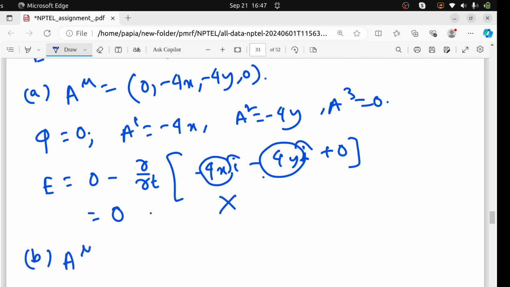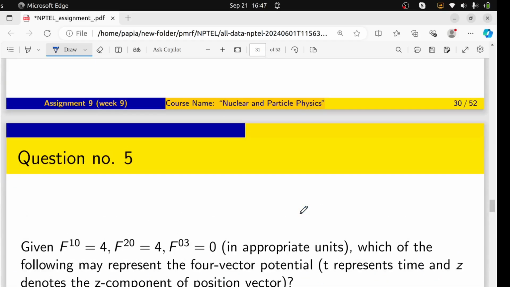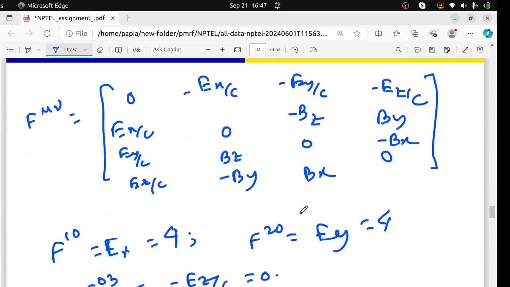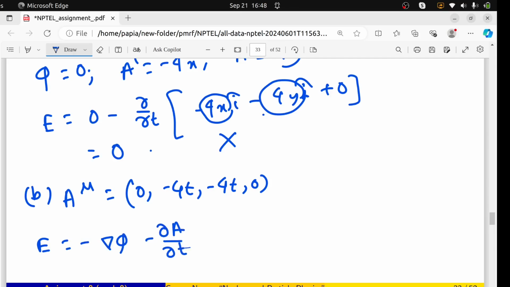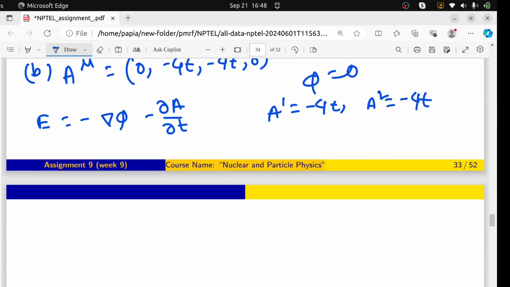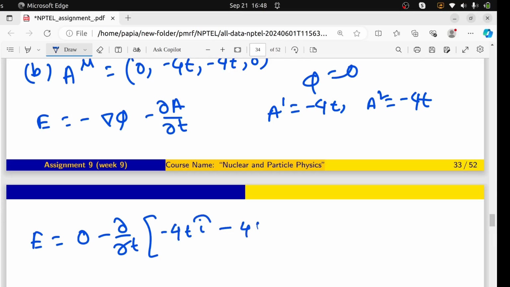Now coming to B option. 0 minus 40, minus 40, 0. So E is again minus del phi minus del A del t. So for this case our phi is again 0, but now a1 is minus 40, a2 is minus 40. So if I write here, then our E will be 0 minus del t of A vector. A vector means minus 40 i cap minus 40 j cap plus 0 k cap.